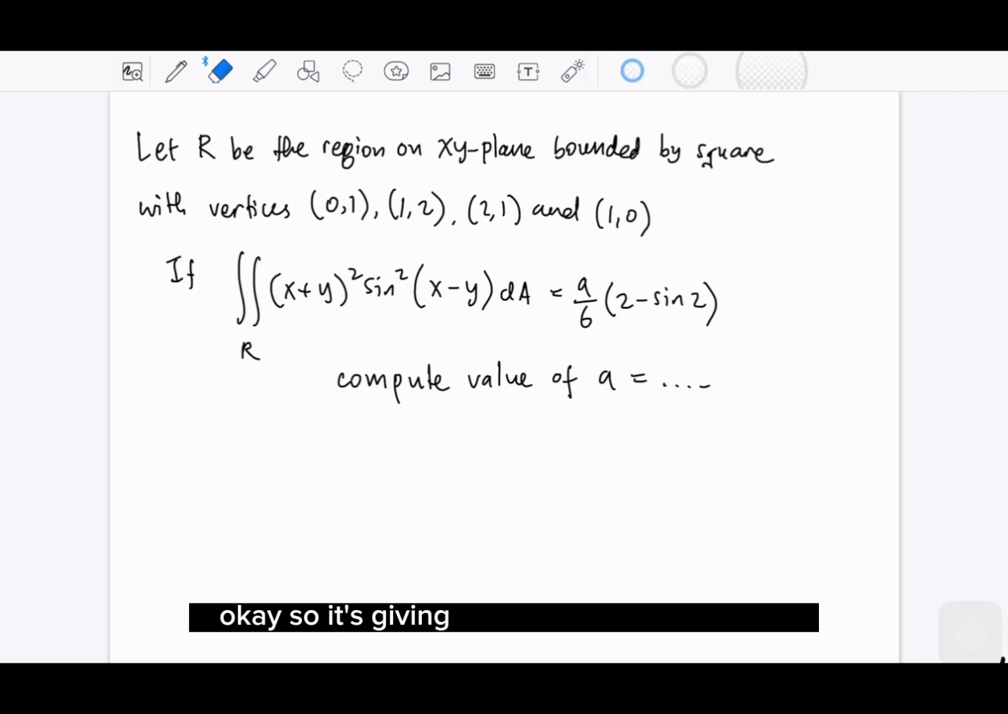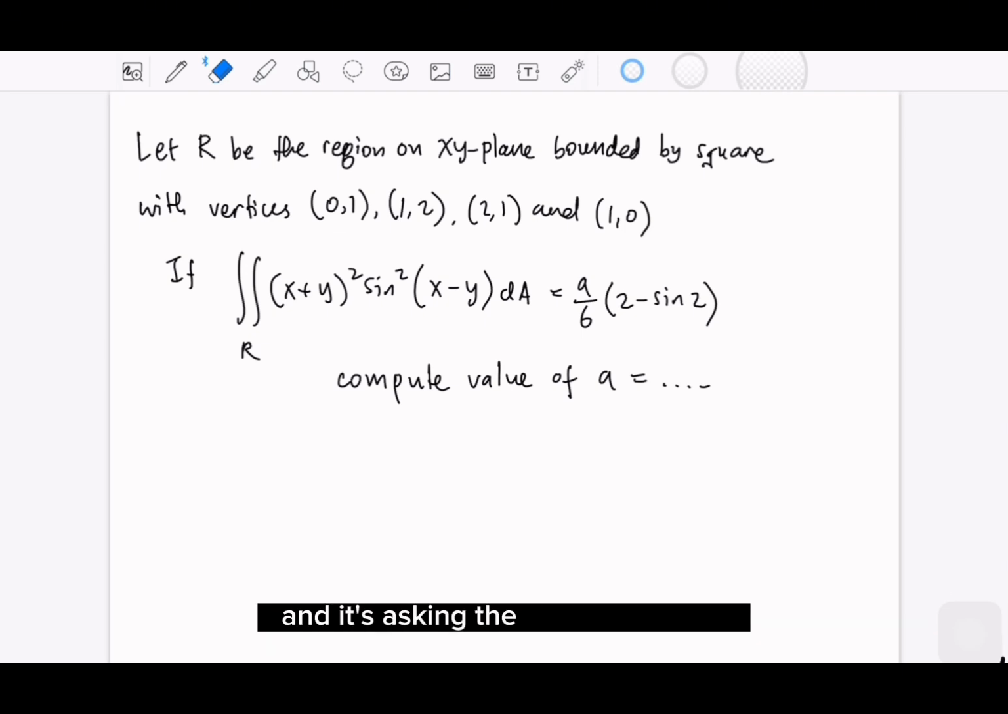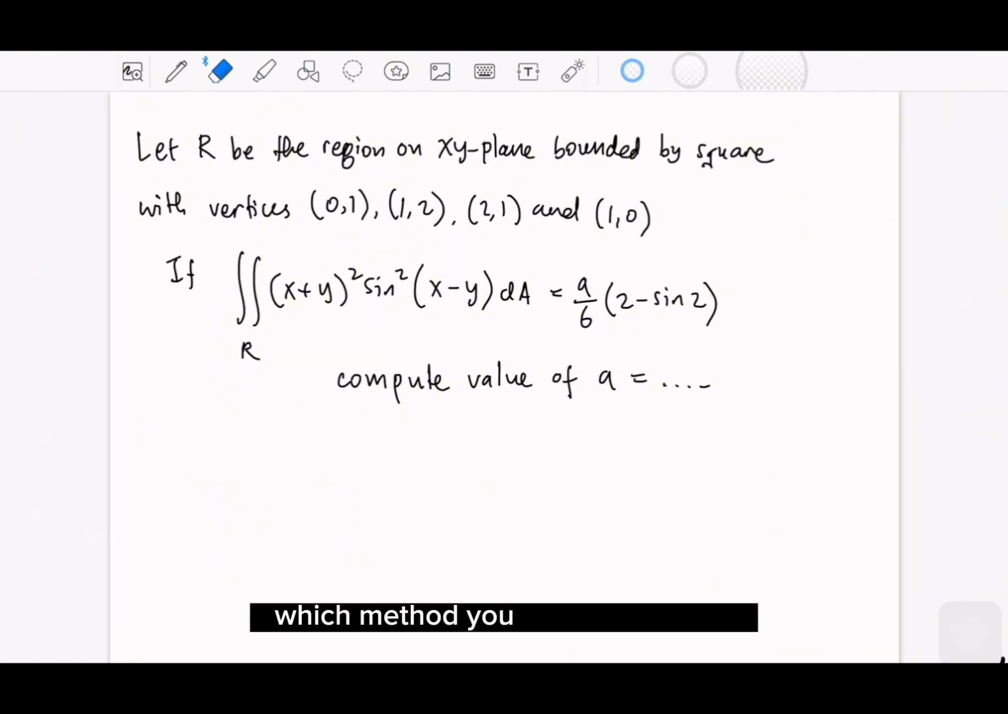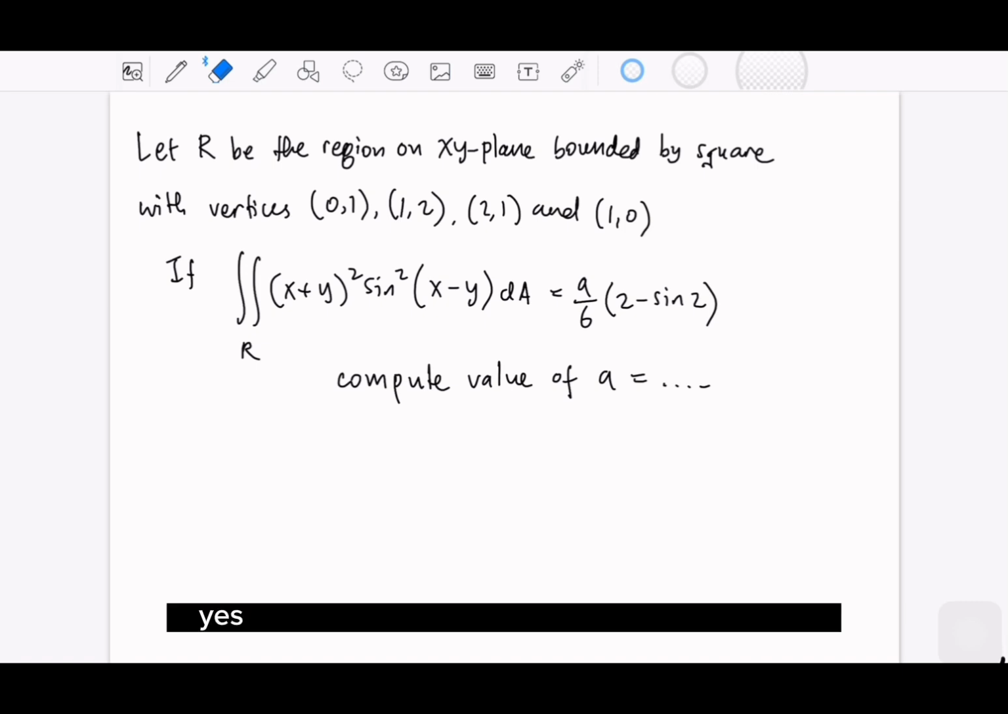Okay, so it's giving you a double integral with some value on the right side, and it's asking the value of a. What should you use? Which method are you going to use? Any idea? Yes, so we are going to change the variable.